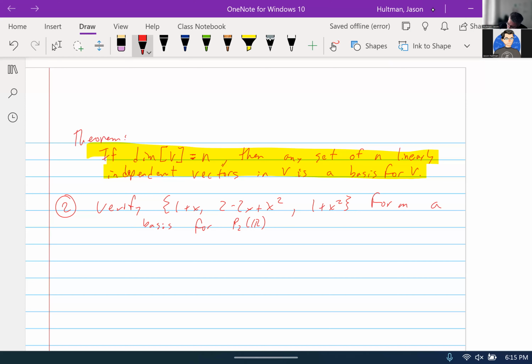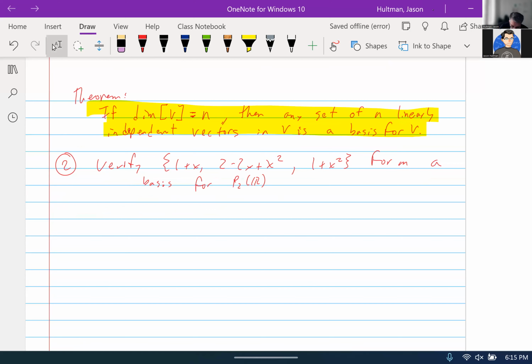Okay, so let's check the number of vectors. Do we have the same number of vectors as the dimension of P2R? Well, what did we say the dimension of P2R was? Yeah, that's equal to 3. And do we have 3 vectors? Check. Okay, so that's good.